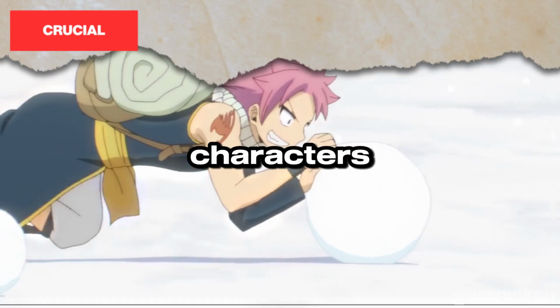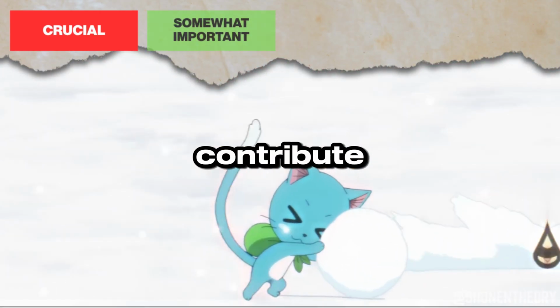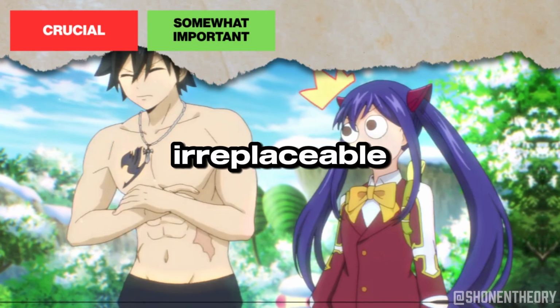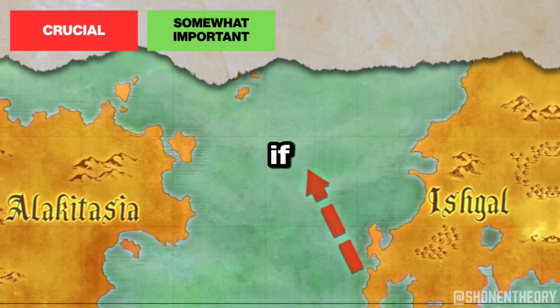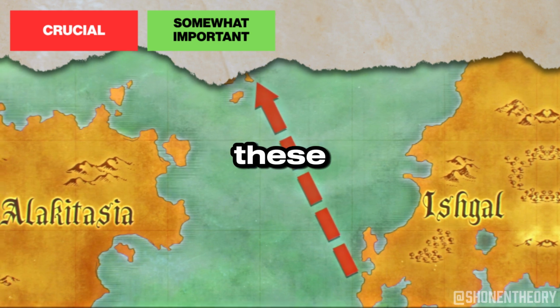Next are side characters that are somewhat important. These characters contribute to the story, but aren't irreplaceable. Their actions ripple through the plot, but the story could continue without them. If the character is somewhat important, answer these questions.